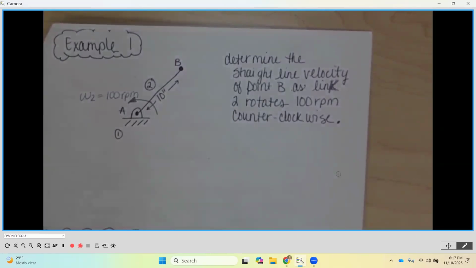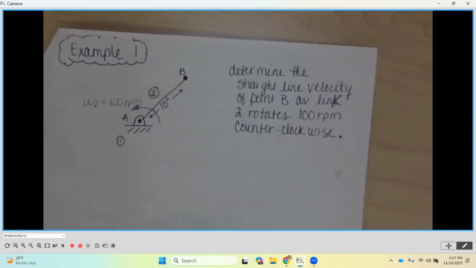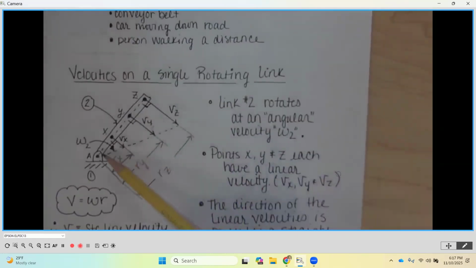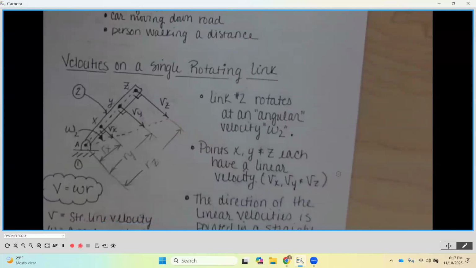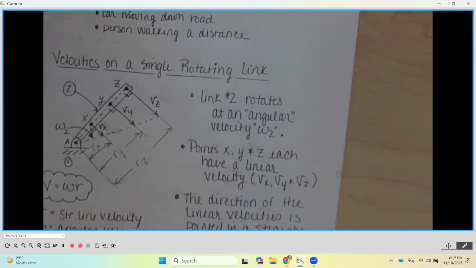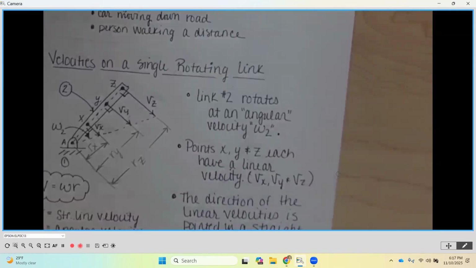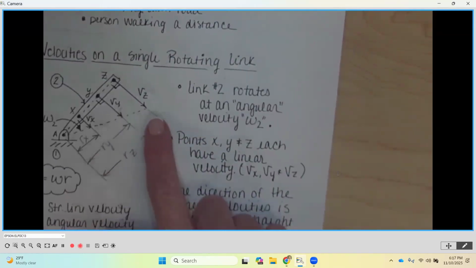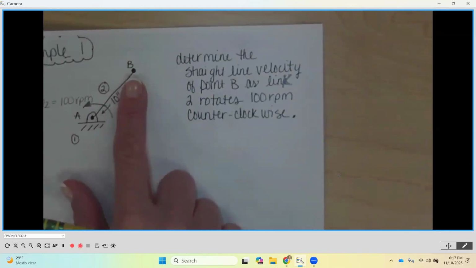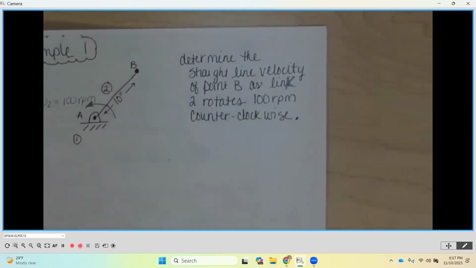Now we want to determine the straight line velocity of point B. As we remember, if we go back to our first page, we saw that points along a link are not only going to have the same angular velocity as the link, but they're also going to have a straight line velocity component, right? So we want to add the V to point B, straight line velocity component. Most often you're interested in that point at the end of the link because that's your worst case scenario. That's going to be where the highest velocity is going to be, okay?